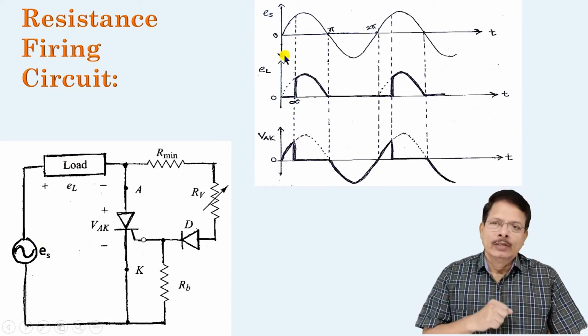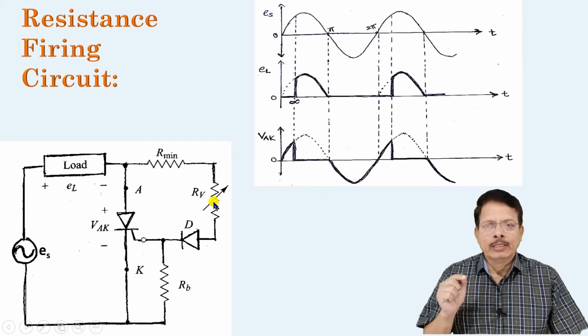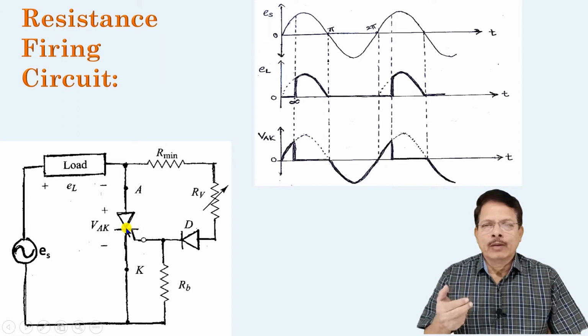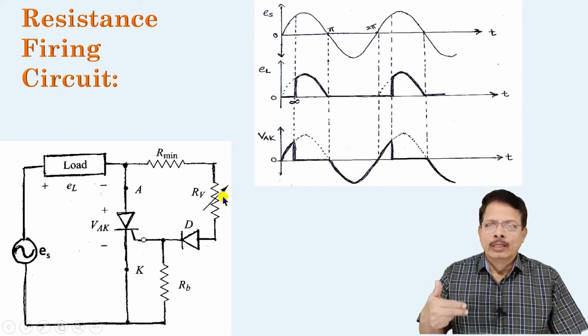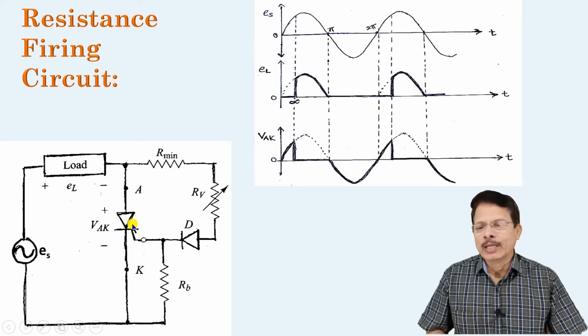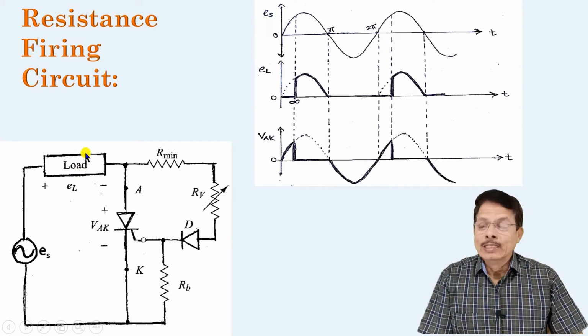But in that circuit, we have seen that the firing angle can be changed by this variable resistor RV. If this resistance is kept small, the SCR is fired earlier in every positive half cycle, and therefore the average value of the current flowing through the load will be more, and more power is delivered. When this resistance is increased, the SCR fires late in every positive half cycle, and therefore the average power delivered to the load is less.